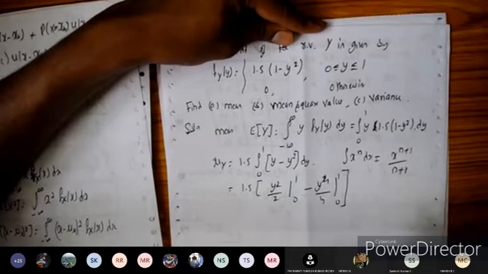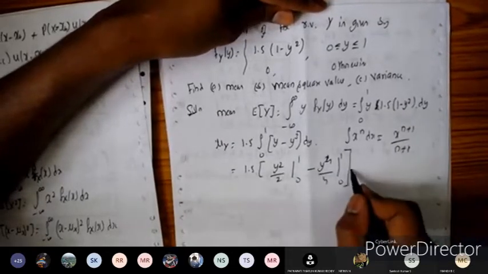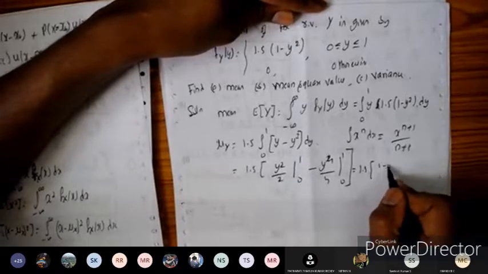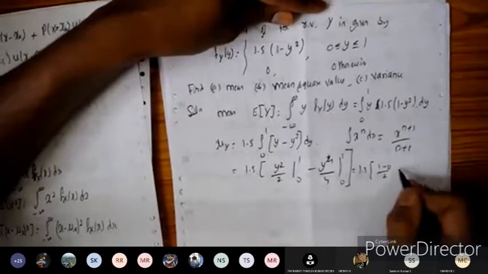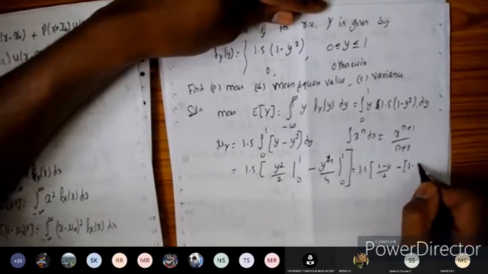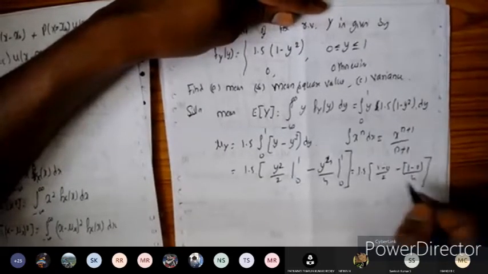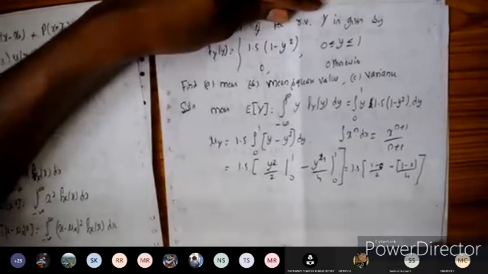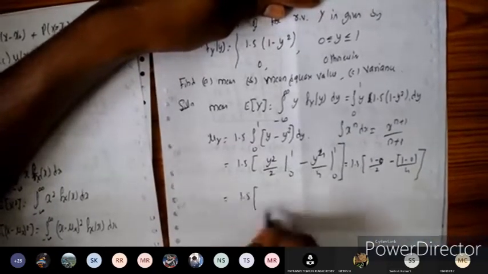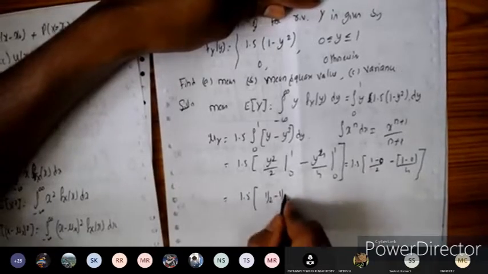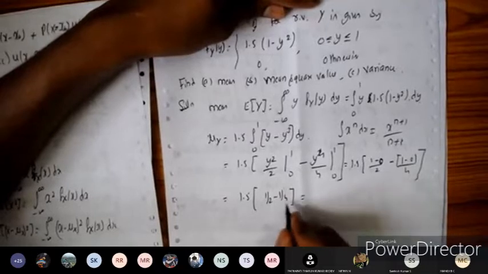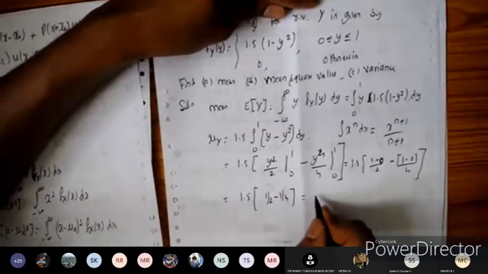So 0 to 1, we can substitute the limit here. This will become 1 minus 0 divided by 2 for y squared, and similarly for y to the power of 4, 1 minus 0 divided by 4. So 1 by 2. The answer is 1.5 into 1 by 2 minus 1 by 4. So 1 by 2 minus 1 by 4 is 1 by 4 only. So 1 by 4 multiplied by 1.5, how much will we get here?